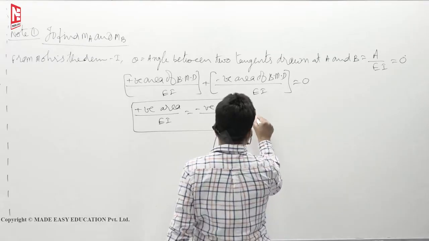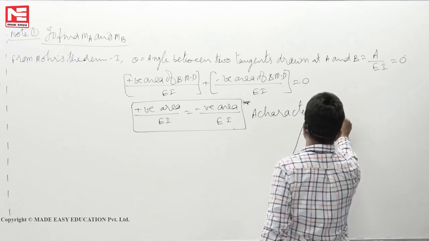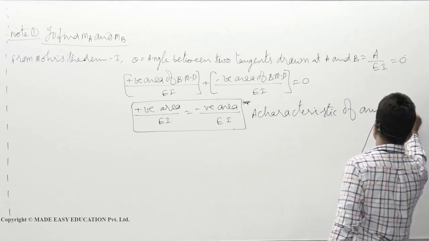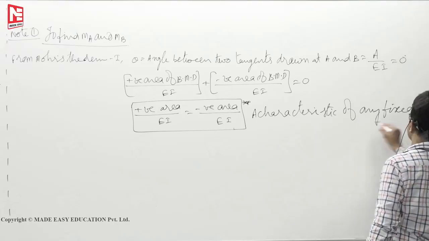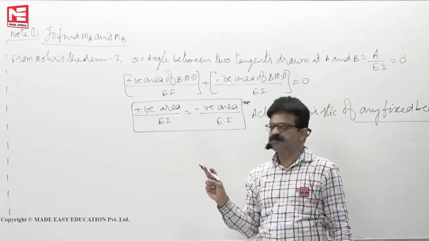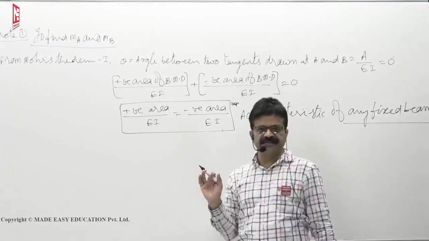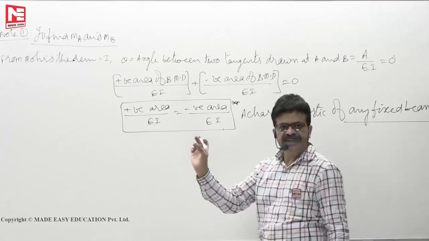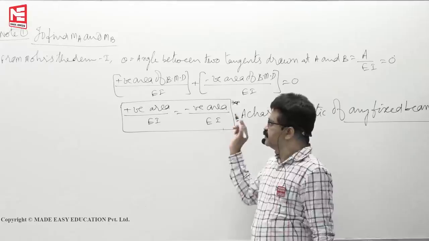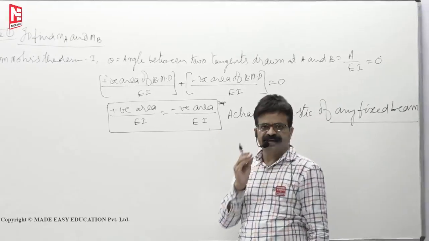This is a characteristic of any fixed beam. Any fixed beam where slopes are 0 at the supports, this is valid, whether EI values are constant or different. Some portion may be EI, some portion may be 2EI, whatever may be the case, positive area by EI must be equal to negative area by EI.